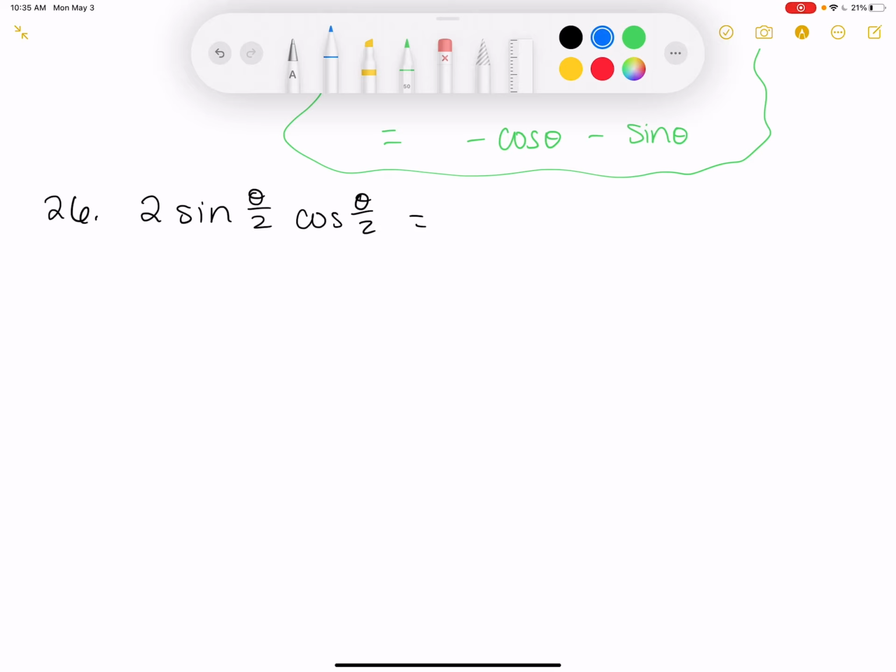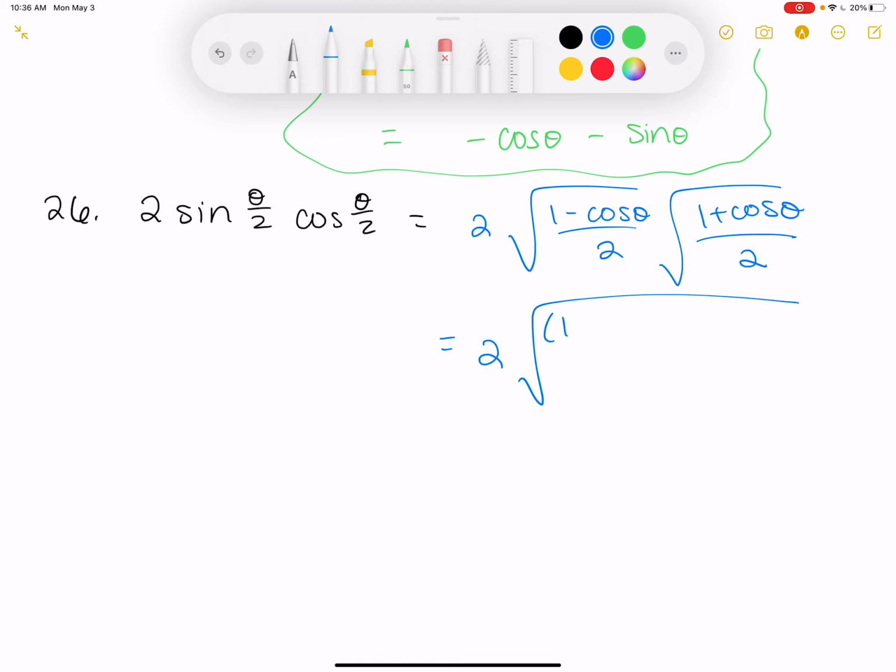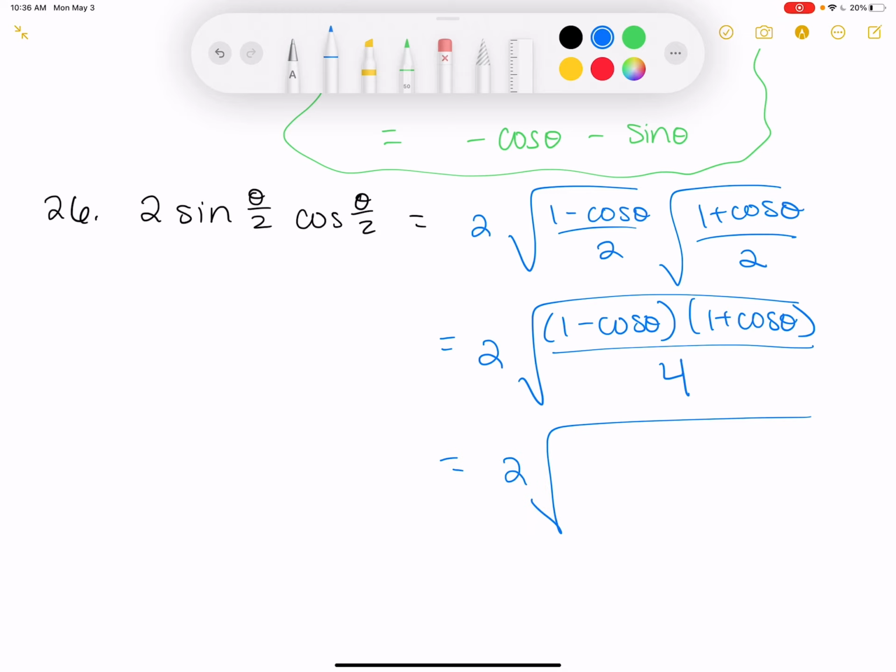All right. For those of you that listened, you know that this is what it's supposed to look like. Like I said, we're going to multiply everything underneath the radical. So this is going to be 2 times the square root of 1 minus cosine of theta times 1 plus the cosine of theta over 4. This is the difference of squares on top. So I've got 1 minus cosine squared theta divided by 4.